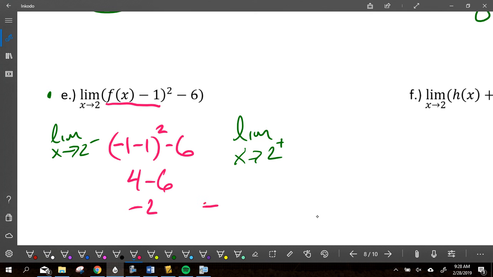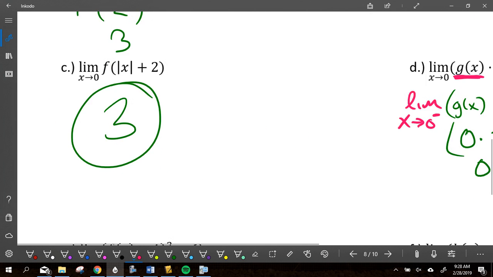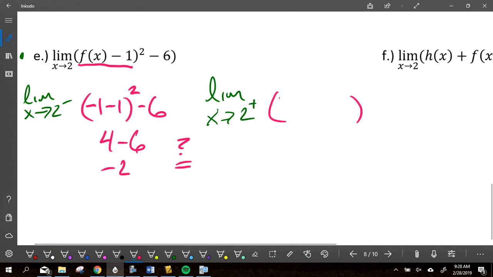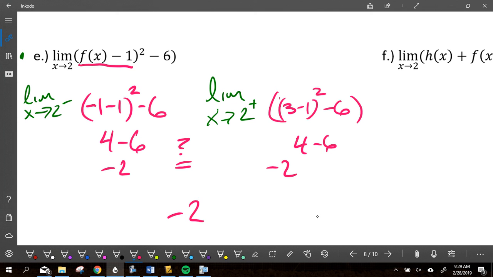I want to see, is that equal to the right-hand side? So we're doing the same thing. Now I'm going 2 from the right. So up here I'm going 2 from the right. I'm getting closer and closer to 3. 3 minus 1 is 2. 2 squared is 4. Minus 6. Oh, cool. That is also -2. So the limit is -2.